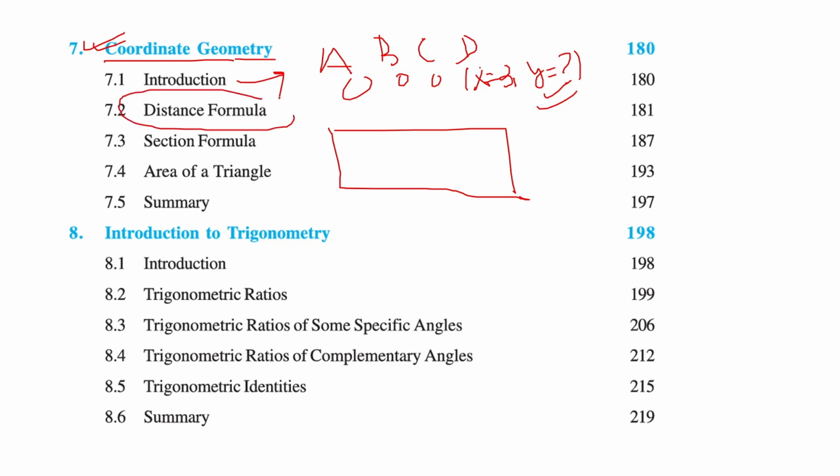Okay, so distance formula, distance from root, distance from any number to any number, section formula, area of triangle. These are the simple things. So yeah, trigonometry, trigonometric ratios, trigonometric identities. Okay.